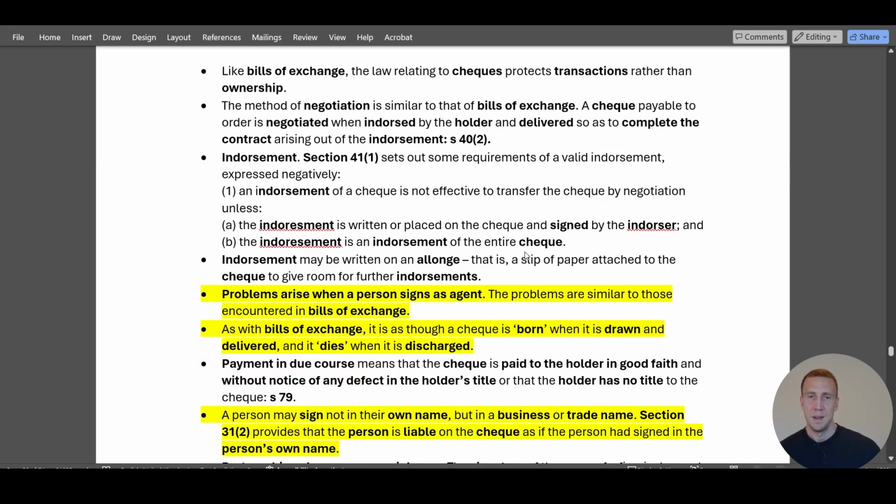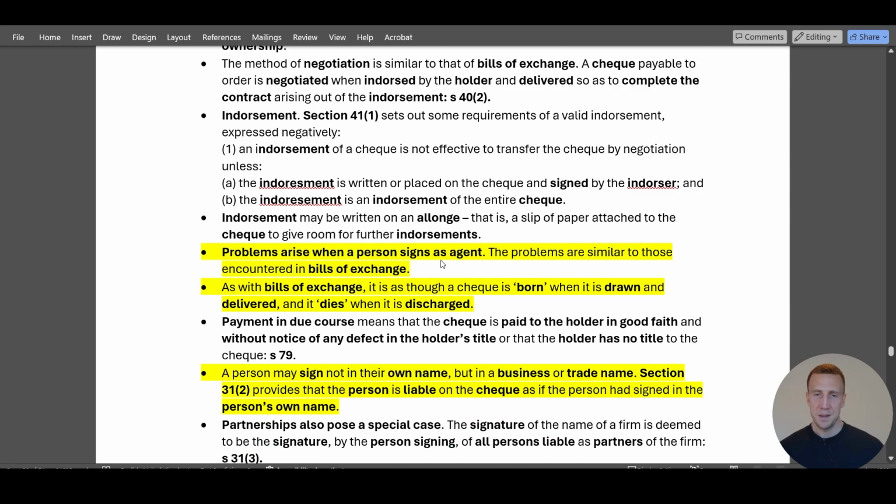We have endorsement under Section 41. Subsection 1 sets out some requirements of a valid endorsement, expressed negatively. An endorsement of a cheque is not effective to transfer the cheque by negotiation unless (a) the endorsement is written or placed on the cheque and signed by the endorser, and (b) the endorsement is an endorsement of the entire cheque. The endorsement may be written on an allonge, that is a slip of paper attached to the cheque to give room for further endorsements.